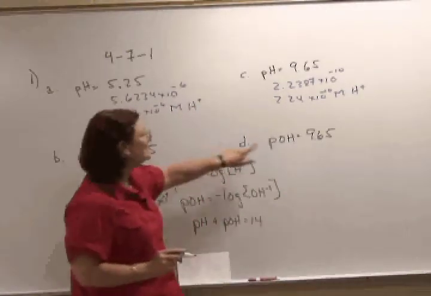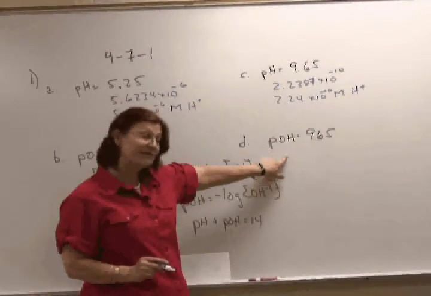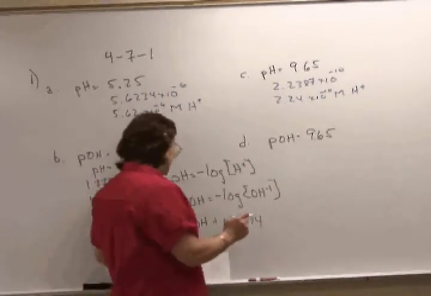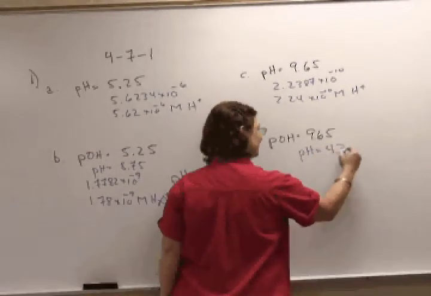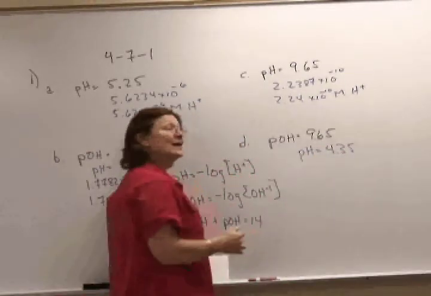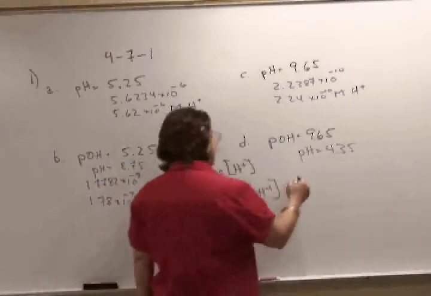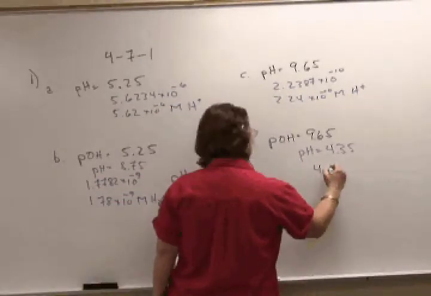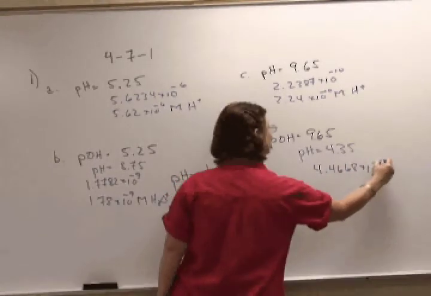Then in the final case, again, I'm given a pOH, and therefore I must subtract it from 14 first. And I'm going to get 4.35. The pH equals 4.35. Then I make sure my number is negative. I take the inverse log of it, and I get 4.4668 times 10 to the negative 5th.